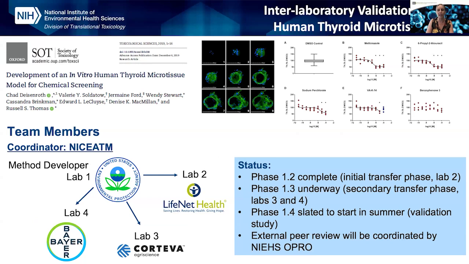So one example of a validation study that NICEATM is supporting right now is this transferability and validation study of a human thyroid microtissue assay. So this is a 3D assay that was developed by the US EPA, consisting of primary human thyroid cells that assesses thyroid hormone inhibition, which is a key hub in the thyroid AOP network. And this study is being coordinated by NICEATM, but we have multiple different participating labs, and this will be peer reviewed externally in a way that is coordinated independently by our policy office. So I'm excited about the outcome of this study. It's going really well so far.